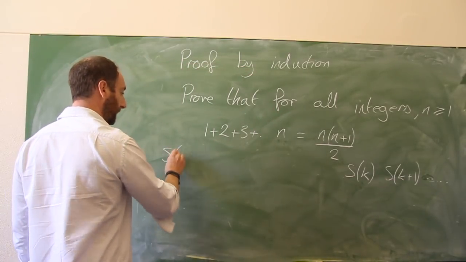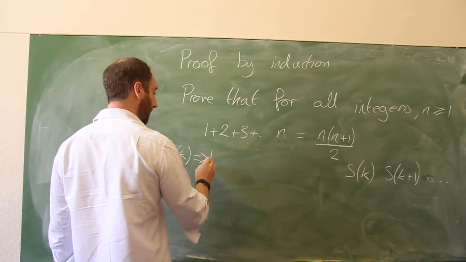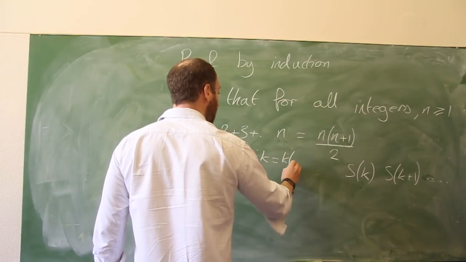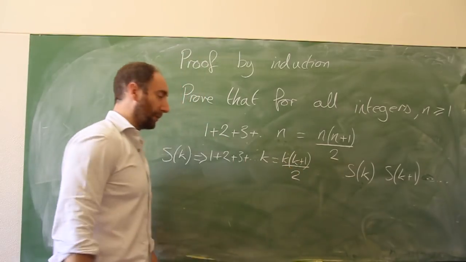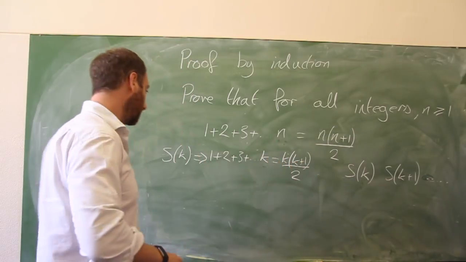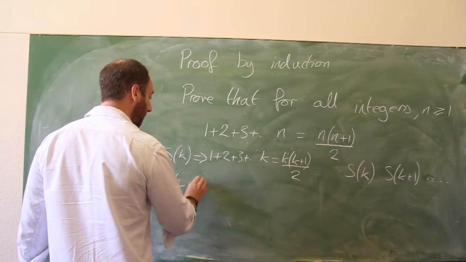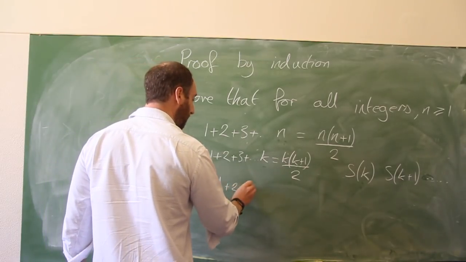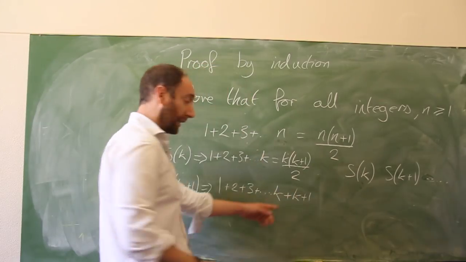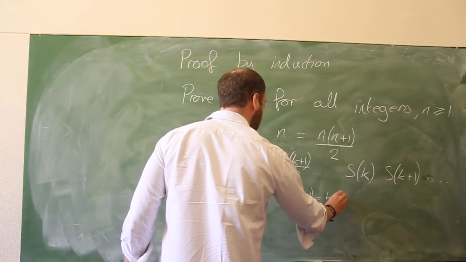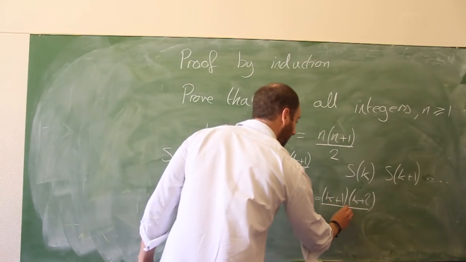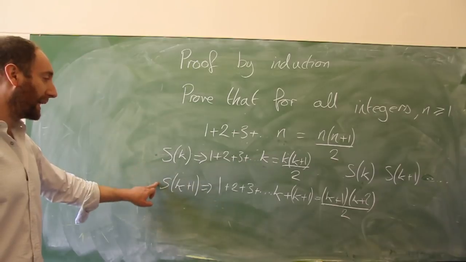So what is statement k? Statement k is that 1 plus 2 plus 3 plus dot dot dot up to k equals k(k+1)/2. But that's kind of what we're trying to prove, except we've just written k instead of n. So statement k, and statement k plus 1 is 1 plus 2 plus 3 plus dot dot dot k plus k plus 1, because we're now going up to k plus 1, equals (k+1)(k+2)/2, which is (k+1)((k+1)+1)/2. This is statement k, this is statement k plus 1.